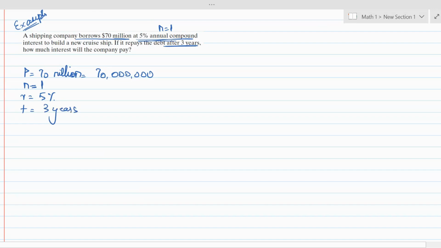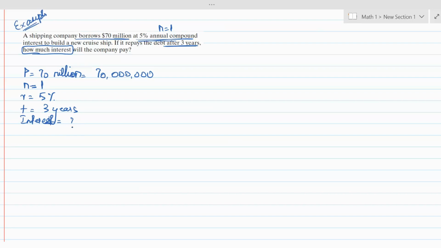How much interest will the company pay? They are only asking about the interest, so interest is to be found. For compound interest, we cannot go for the interest calculation directly. First, we have to calculate the total compounded amount, and then only we can calculate the interest charged or interest earned.